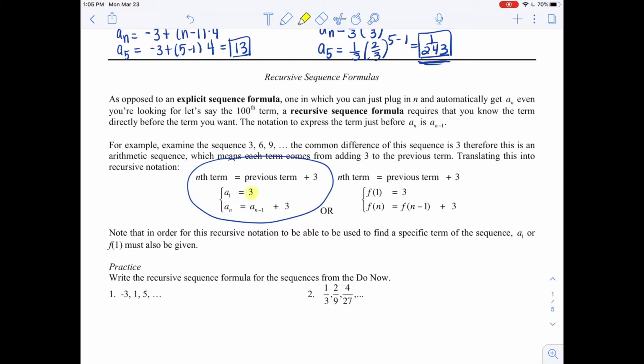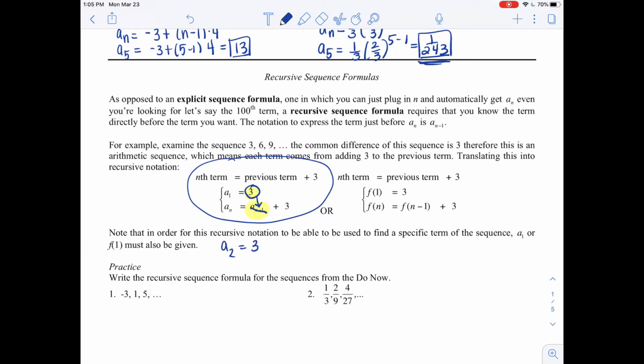This is saying that we're starting with some term, that the very first term is 3. Okay, then it says take the previous term. That's what you should think of when you see a sub n minus 1. The previous term, and add it by 3. So I'm going to take this previous term, I'm going to plug it in that space, okay?